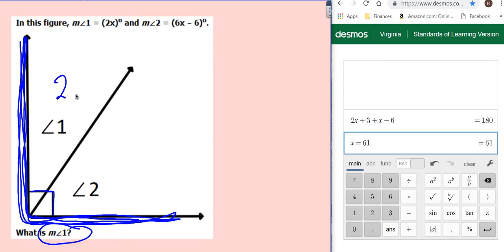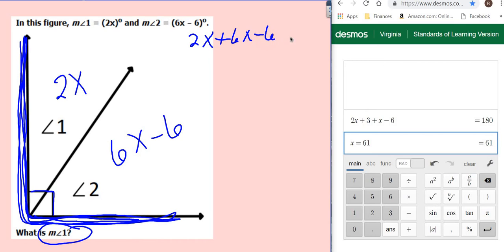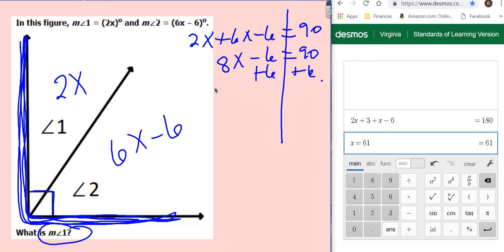The measure of angle 1 is 2x. The measure of angle 2 is 6x - 6. Again, I know I have to add these together to equal 90 degrees. So I'm going to go ahead and solve. 6x and 2x is 8x - 6 equals 90. I'm going to add 6 to each side. 8x equals 96. And when I divide by 8, that gives me 12.